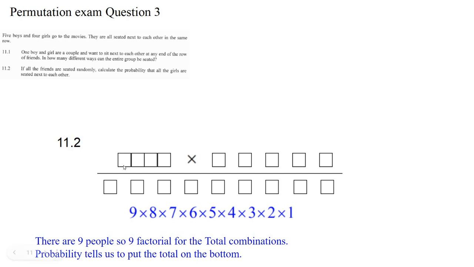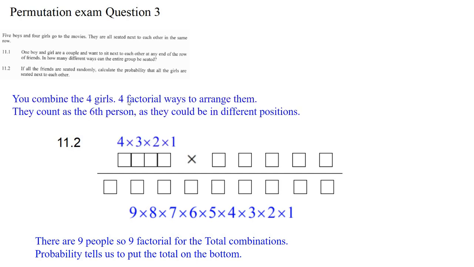But hey, we're supposed to put the 4 girls together. So let's put 4 of the boxes, all the girls. We'll tie them all together in a rope. Now they could be on the end here, but they could be on the other end, or they could be in all sorts of different positions. They actually count as a choice, just like the other 5 boys here. So that's the story that I tell you. You combine the 4 girls, that's 4 factorial. You'd get a mark, I think, for the 4 factorial.